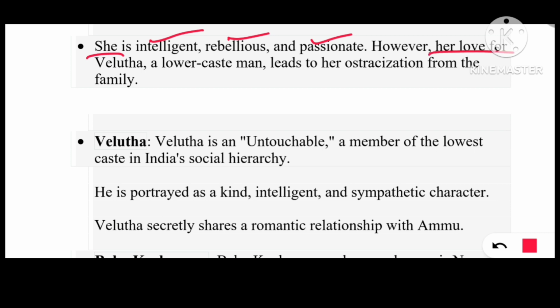Now, her love for Velutha, that is a lower caste man, leads to her ostracization, that is barring her from the family. As I told you, the society was divided, and therefore they were not supposed to marry or be in love with lower caste people. They had to maintain standard as it is shown in typical Hindi movies. So here we find the mother to be modern, full-fledgedly.